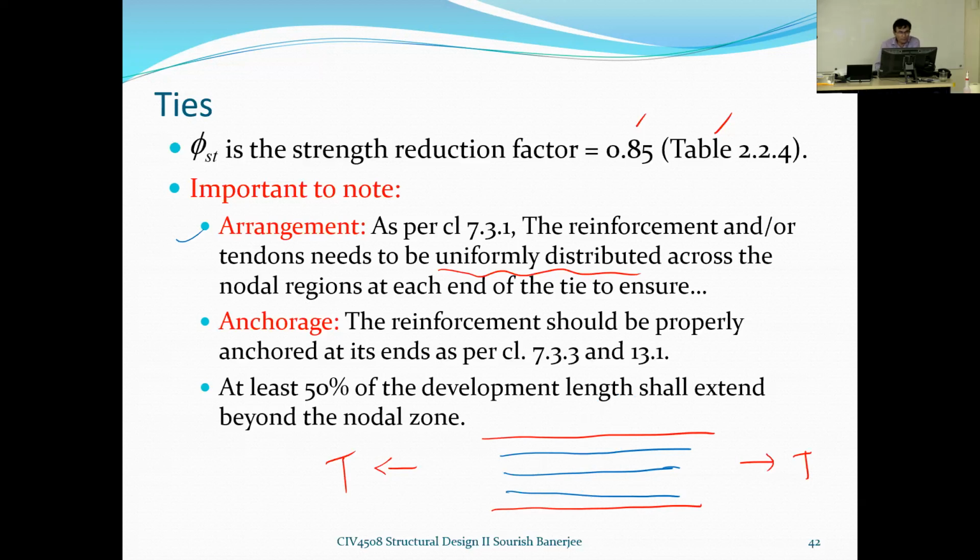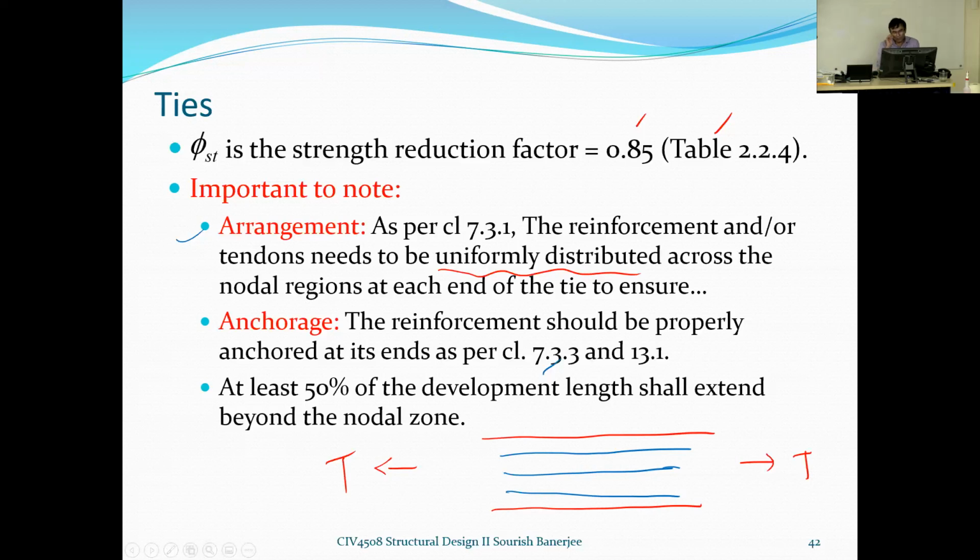The reinforcement should be properly anchored at its ends as per clause 7.3.3. That means, if you recall from what we have studied in the detailing, same thing. I'll mention the standard clause here. It says the reinforcement or tendon shall be extended beyond the node to achieve the design strength of the tie at the node and be anchored in accordance with clause 13.1. That's your detailing clause. At least 50% of the development length shall extend beyond the nodal zone.